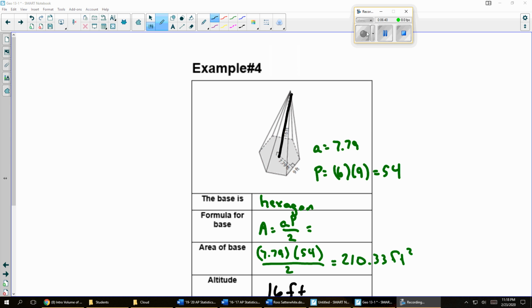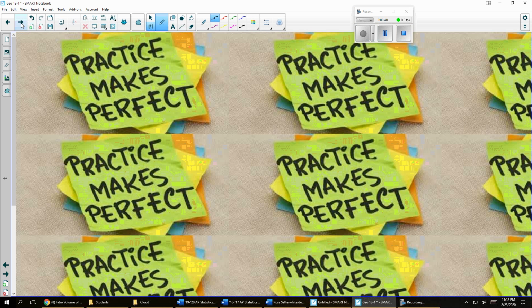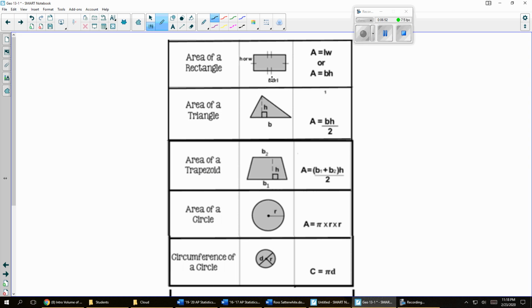So those are some ideas on how to find the volume of a variety of pyramids as well as a cone. Let's work on the homework now, and it may help you if you have this formula chart out that shows the area of these different things that could be bases. Use your notebook, use your calculator, use your formula chart, and work on this assignment. Good luck.